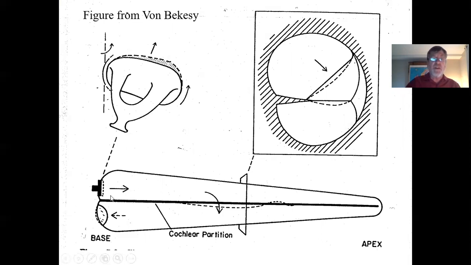If that takes place at the base, then you hear a high frequency sound. If it takes place here, you have a mid frequency sound. And if that motion takes place here, you have a low frequency sound. Very important.